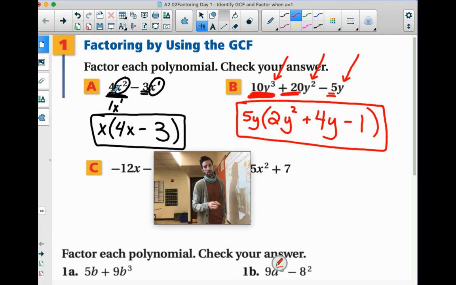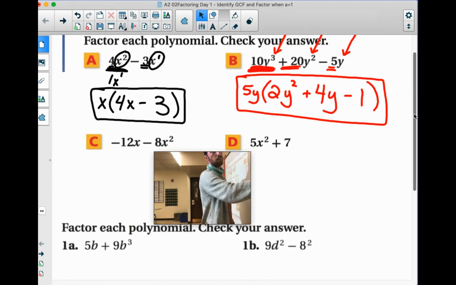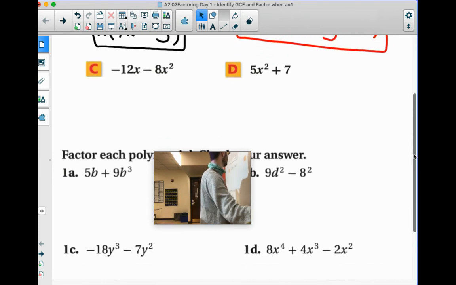Again, if you want to check it, you can distribute that 5y to all the terms and make sure that it comes out to the original problem. That's actually not a bad idea, Mr. Plant. Not a bad idea at all.